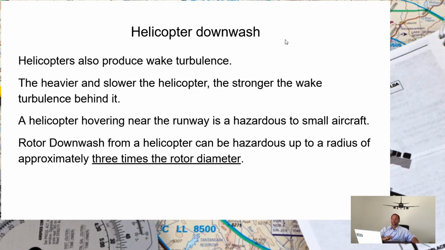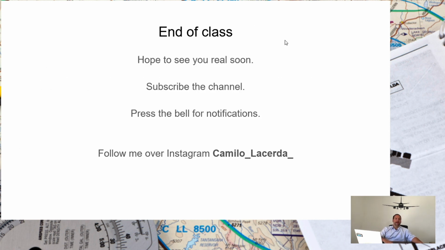Okay, let's go to the helicopter downwash. Yes, I do talk about helicopters every now and then. Helicopters also produce wake turbulence. The heavier and slower the helicopter, the stronger the wake turbulence behind it. A helicopter hovering, or stopped near the runway, is hazardous to smaller craft. Rotor downwash from a helicopter can be hazardous up to a radius of approximately 3 times the rotor diameter. And that's it. End of this class.